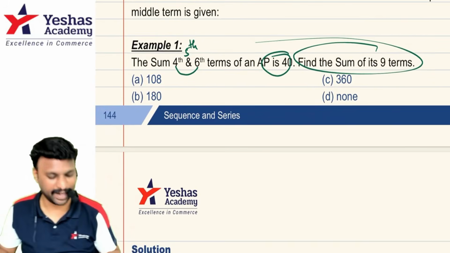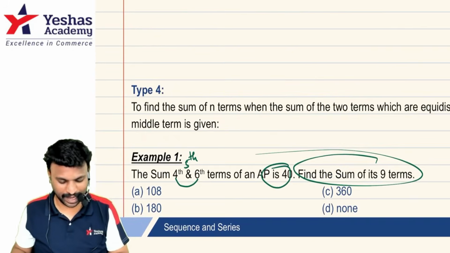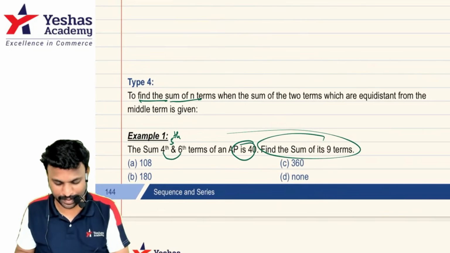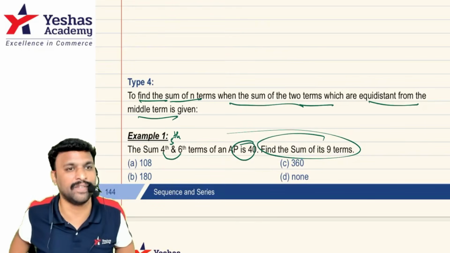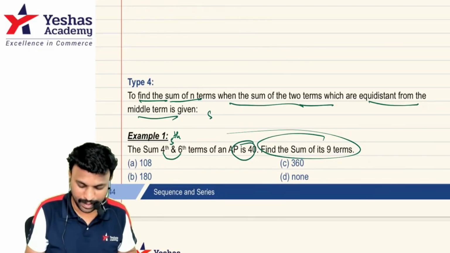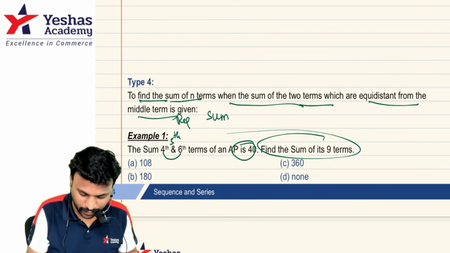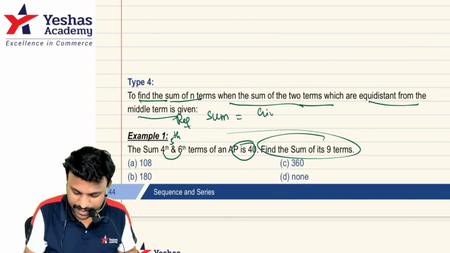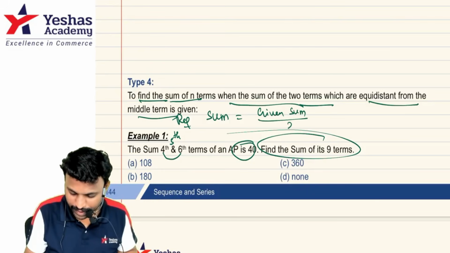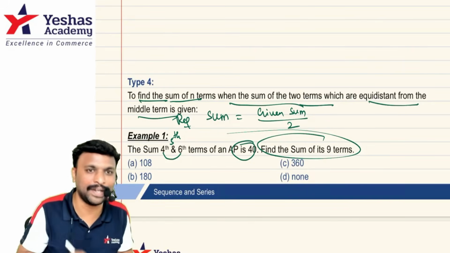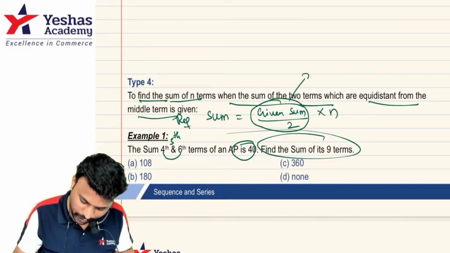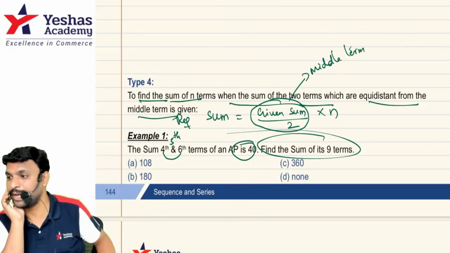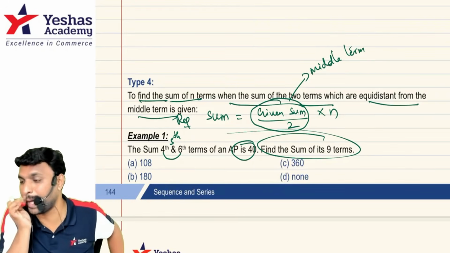Say yes or no. Write down the shortcut for this. To find the sum of n terms when the sum of two terms which are equidistant from the middle term is given, what's the shortcut? Required sum is equal to given sum by 2 into n. Given sum by 2, if I do, I get the middle term. Middle term into n is the required sum. Write it down for your reference.